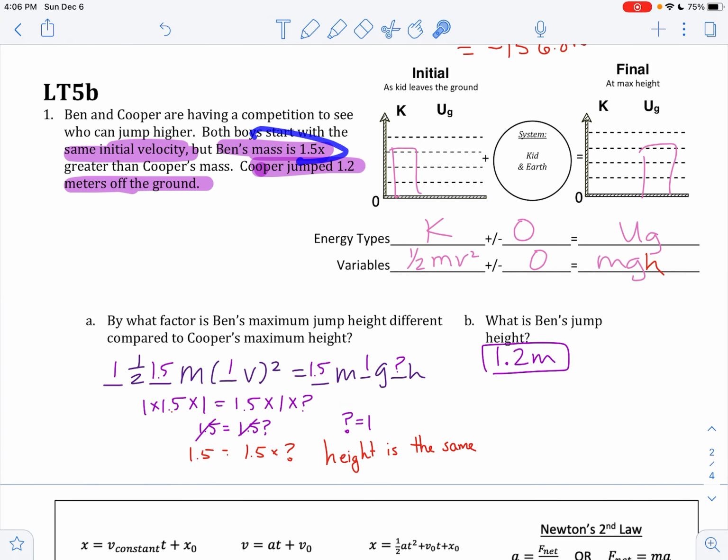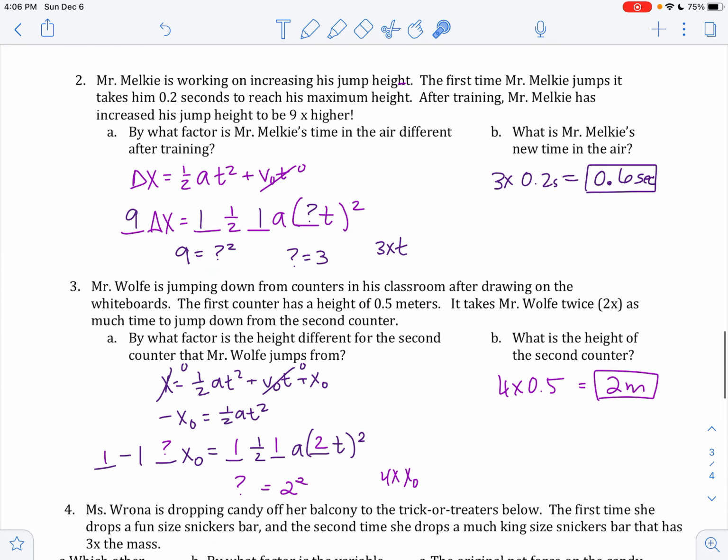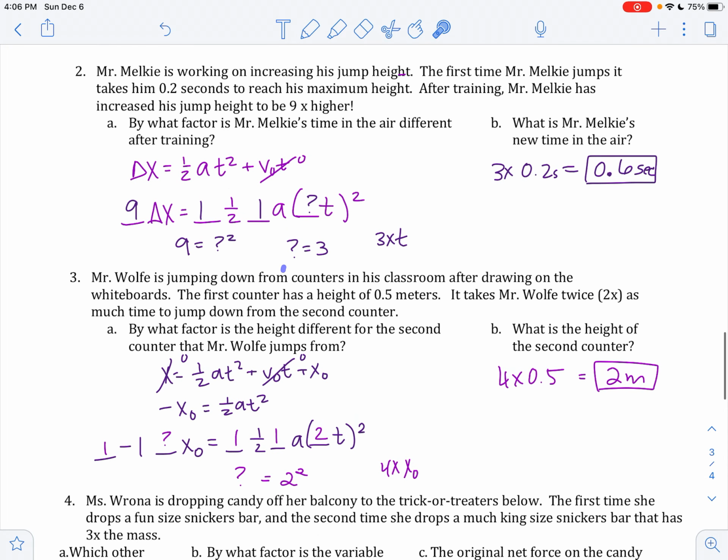So because Ben has more mass, he has more kinetic energy. But also because he has more mass, he can have more UG, and those two things balance out. So what is Ben's jump height? Well, 1 times 1.2 here. Cooper's jump height is 1.2. We get the same thing. So that was one where there was no change.